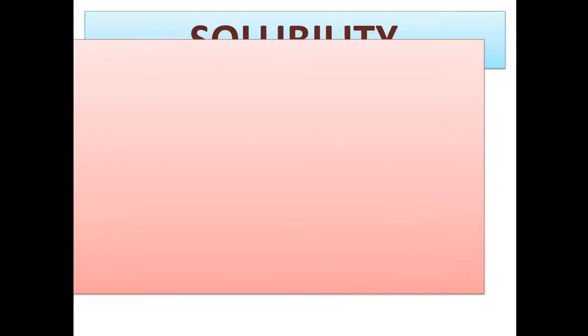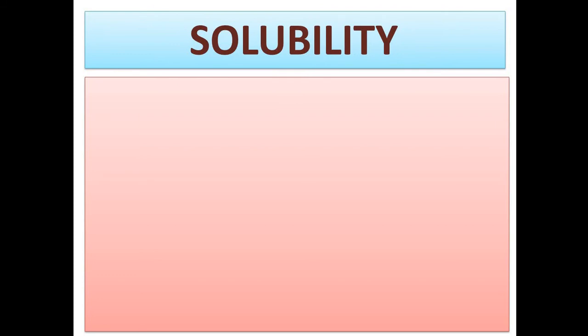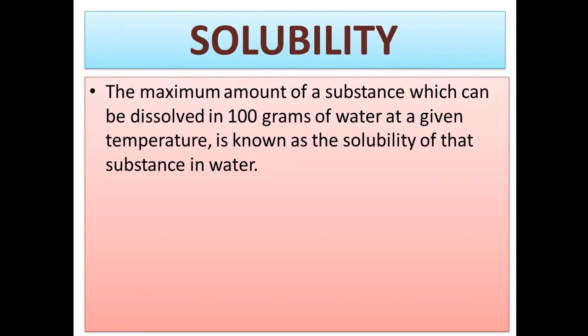Now let's discuss solubility of substances. Before that, let's see what is solubility. The maximum amount of a substance which can be dissolved in 100 grams of water at a given temperature is known as the solubility of that substance in water.